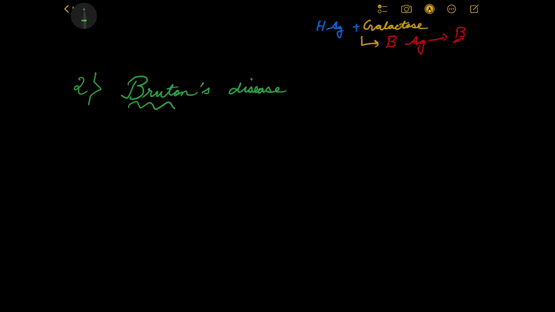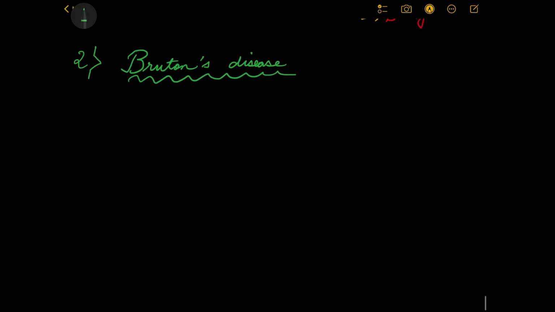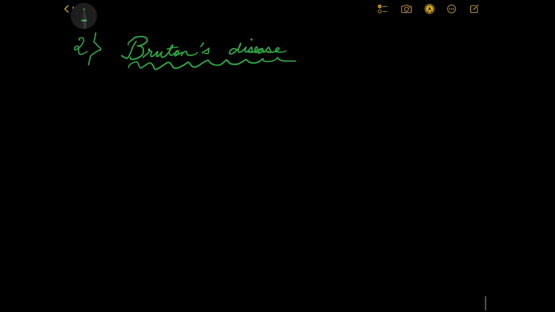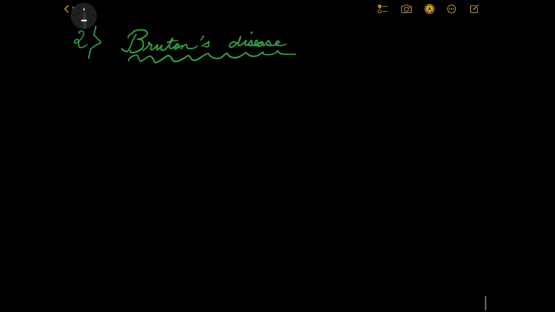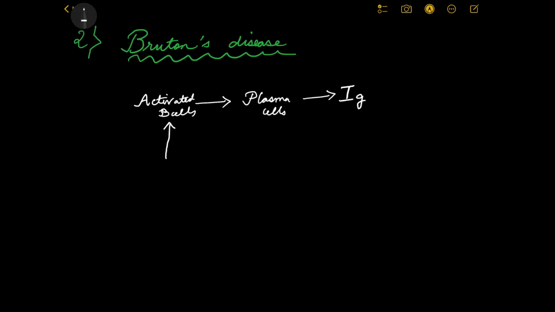Okay, Bruton's disease. So for understanding Bruton's disease, we need to understand a little bit about how typically an immunoglobulin molecule is formed. It's pretty simple immunology knowledge that suppose this is an immunoglobulin that is actually coming from what? Plasma cells. Plasma cells are actually a more activated form of already activated B cells, which by the way are activated from precursor B cells.